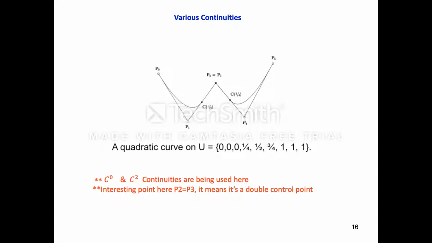The following example shows a quadratic curve on u equal to the following parameters. Here, the interesting point to make a note of is that P2 equals P3. It means there is a double control point.